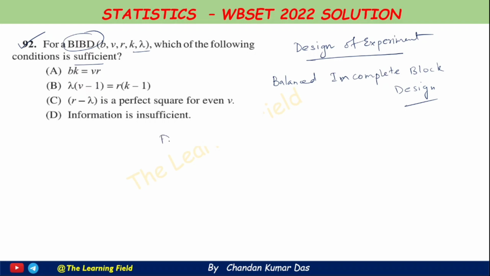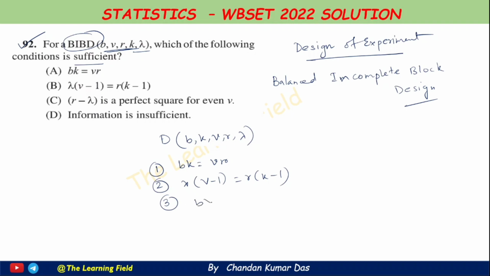Always remember this: a design D with parameters (b, k, v, r, lambda) is said to be a BIBD if it satisfies the following conditions. Number 1 is bk equal to vr. Number 2 is lambda into (v minus 1) equal to r into (k minus 1). And number 3 is b greater or equal to v, and hence we can write r greater or equal to k.